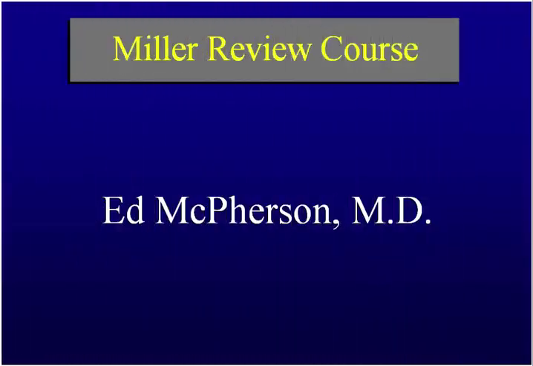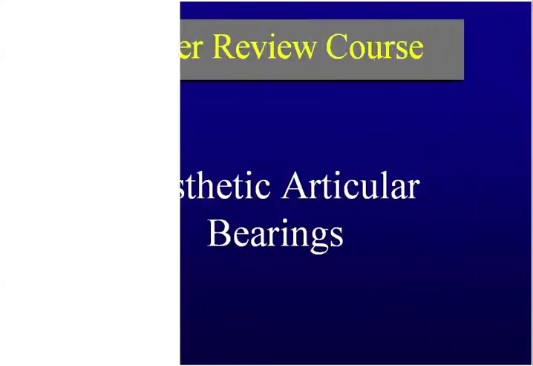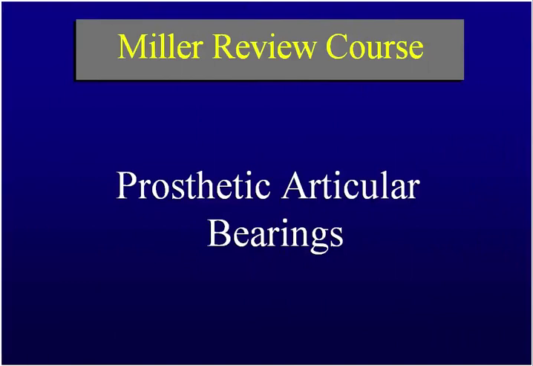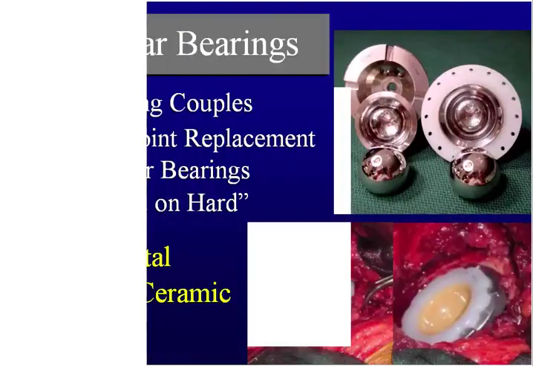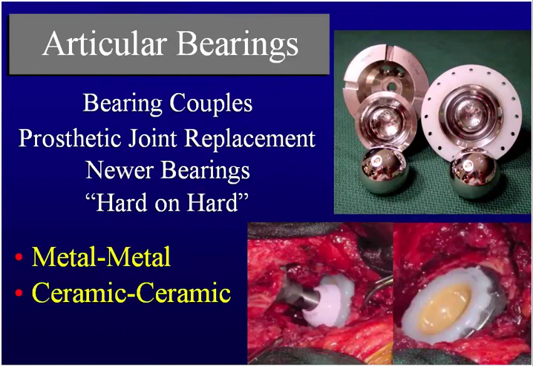Okay, bearing lecture. We're talking about prosthetic articular bearings mainly for the hip, but they apply for the knee and the shoulder. Bearing couples in prosthetic joint replacement: the traditional bearing has been hard on soft, which is metal on polyethylene or ceramic on polyethylene. There are the newer bearings, which are hard on hard, which are metal on metal and ceramic on ceramic. And you're just now starting to see test questions on the in-training and on the boards on this.